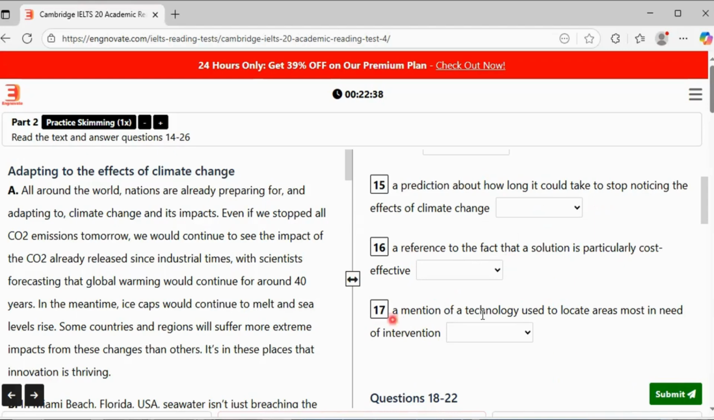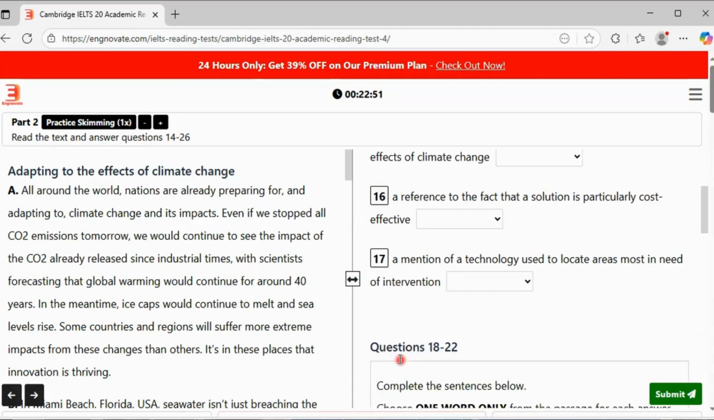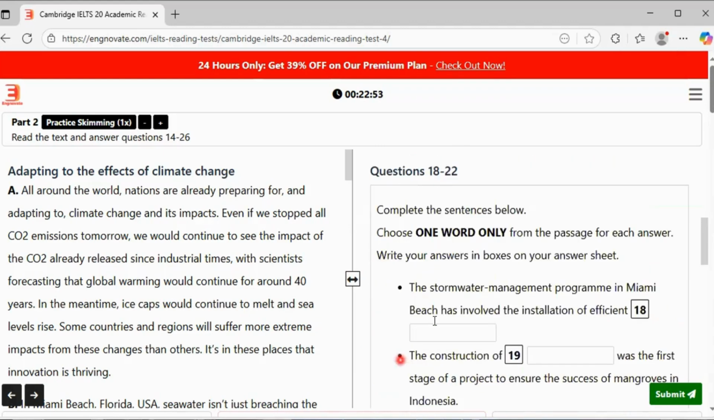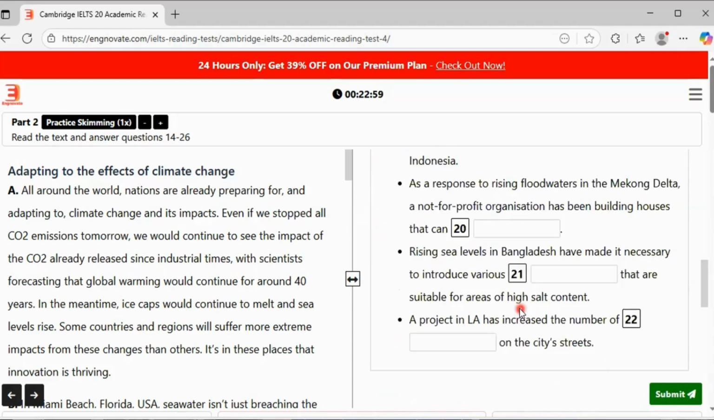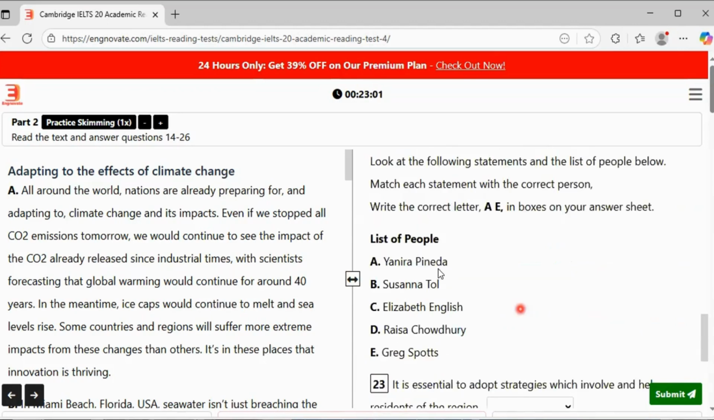A mention of a technology used to locate areas most in need of intervention. Areas most in need of intervention, okay? Then gap filling, we have Miami Beach. Miami Beach is a keyword for me here. Then we have people here. Okay, so let me go to the passage now.